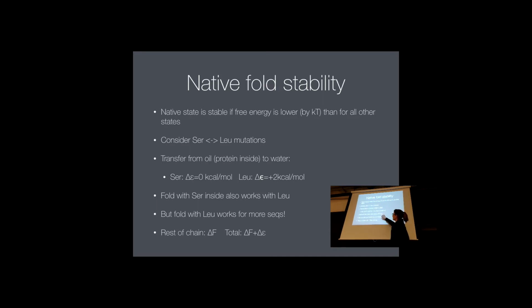It looks small. But what this means is that we will be able to fold a protein with a leucine that is exposed to the solvent, but it will cost something, so there will be fewer folds. There will be fewer folds that enable leucine to be outside. The total free energy of the fold, if we have this defect, will be the free energy of the rest of the chain plus the energy of that defect.